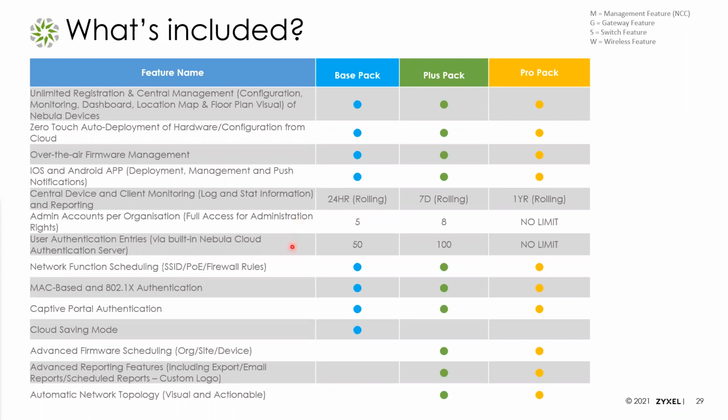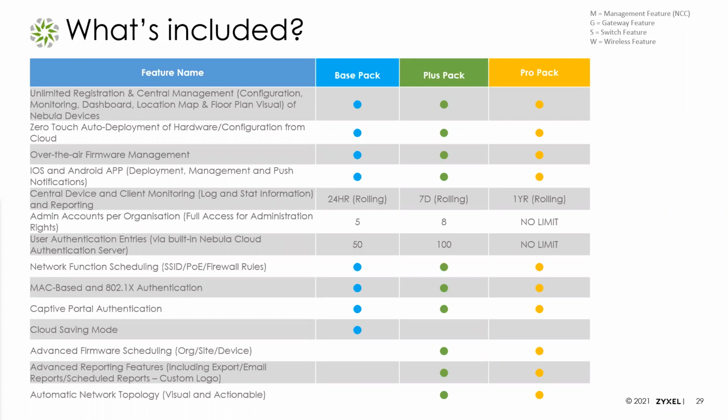Another difference here is with the base free version of Nebula, each organization can have up to 5 admin accounts. Plus Pack gets you up to 8 admin accounts, and the Pro Pack has an unlimited number of admin accounts. For user authentication, in addition to your standard radius type authentication, we also have our own cloud-hosted server that you can use. So if you're using that cloud-hosted server for user authentication, the free version limits you to 50 accounts in the cloud. Plus Pack gives you access to 100 accounts, and then Pro Pack gives you access to an unlimited number of accounts for user authentication.